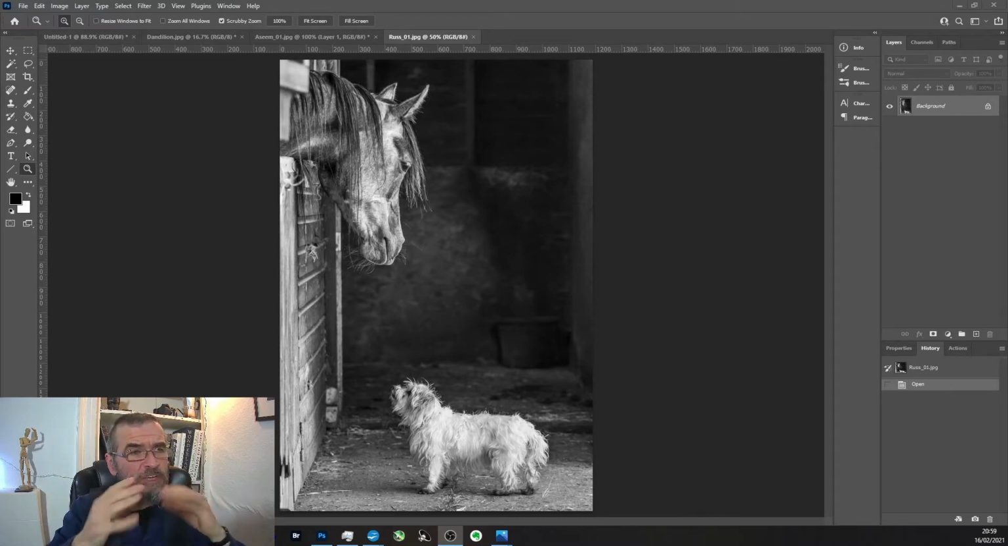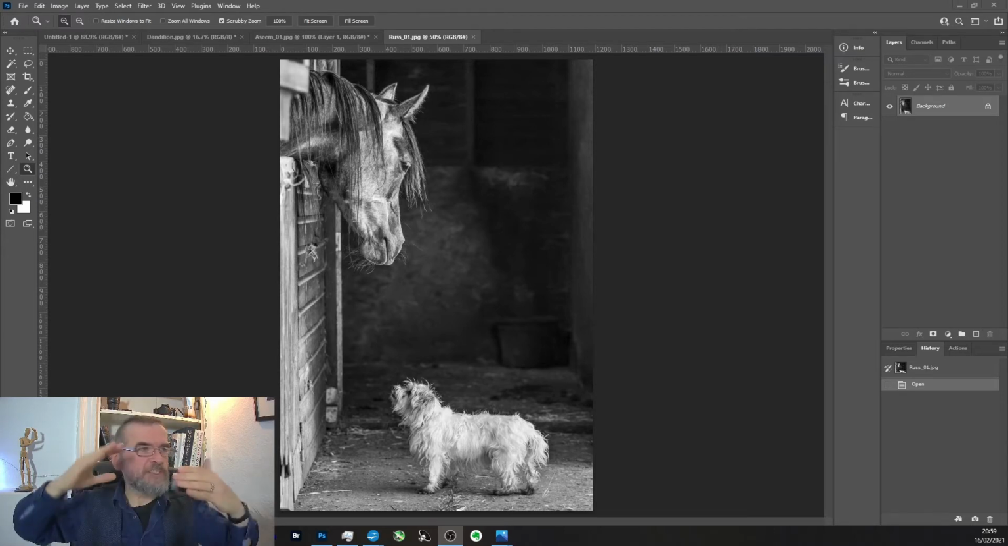Now, because you have zoomed in on the horse and the dog, that gap has become exaggerated. So there are two ways of fixing this. Either you need to be pulled further back so it's got more room to breathe.